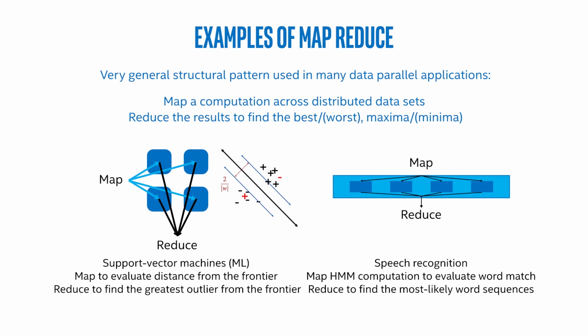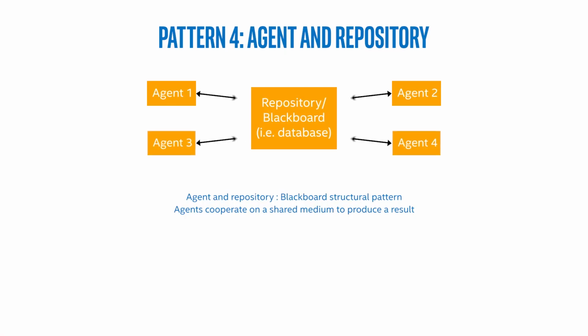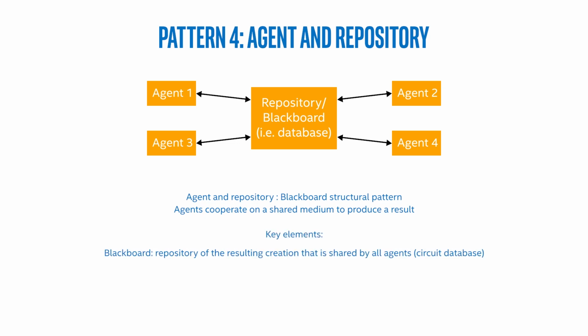Now, a new pattern for us is agent and repository. The key to understanding agent and repository is to focus on the repository. The repository is essentially where all the action happens. It's also known as the blackboard. So all the data initially begins in the repository, and the results of the computation when using the agent repository are left in the repository.